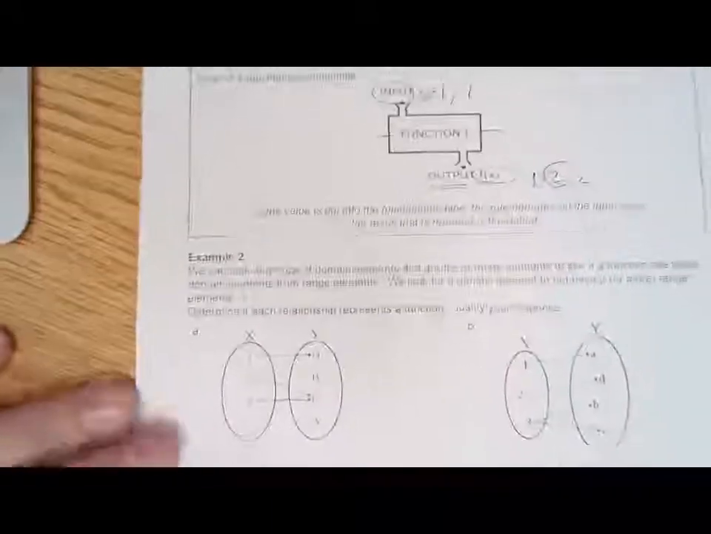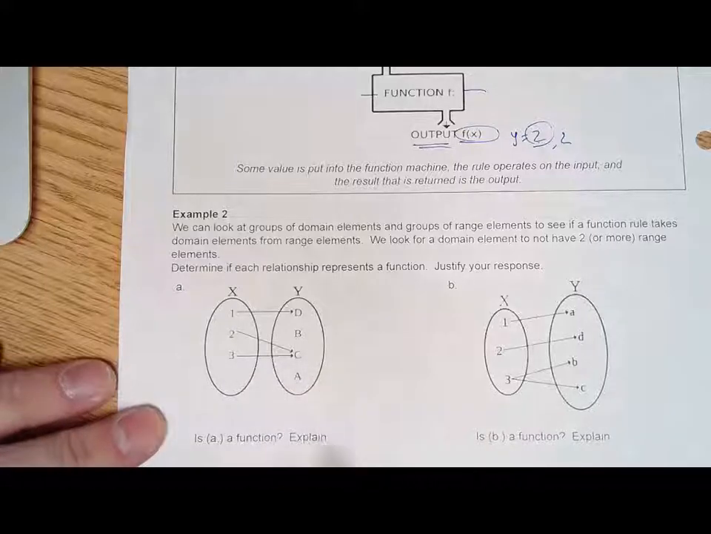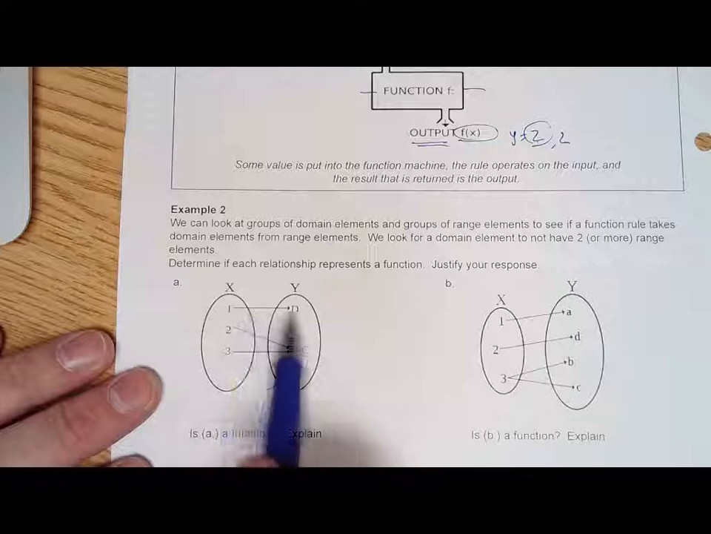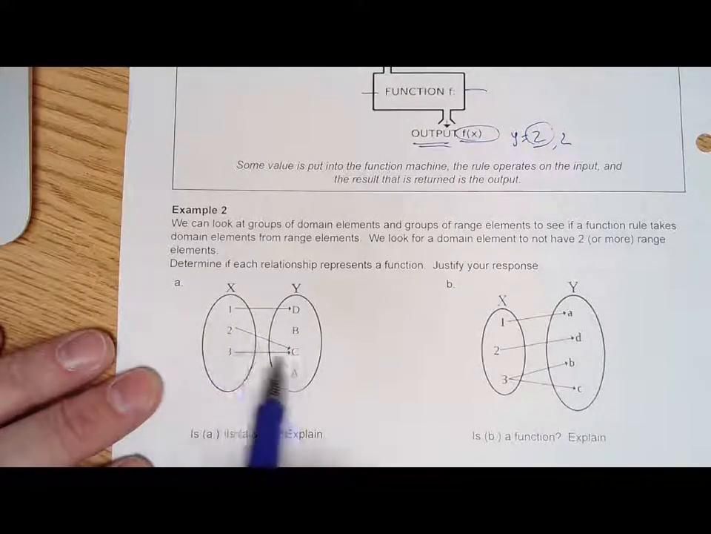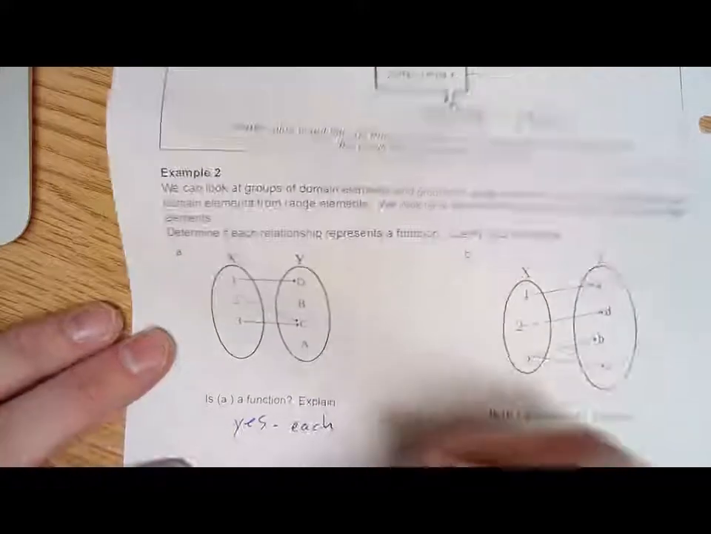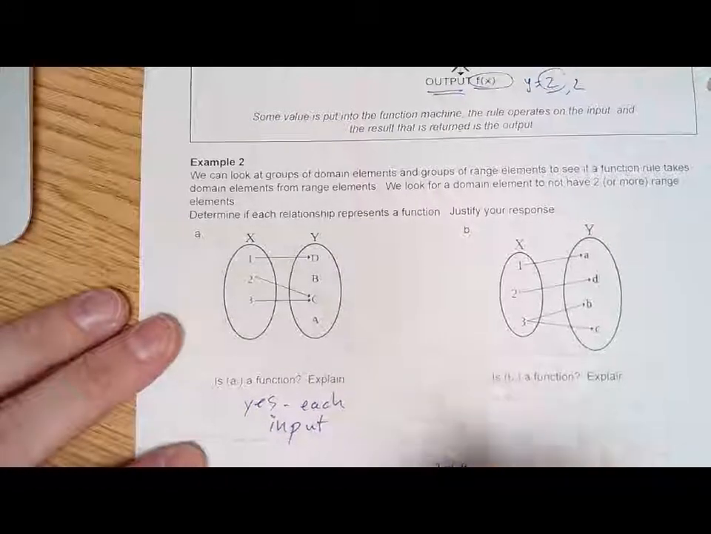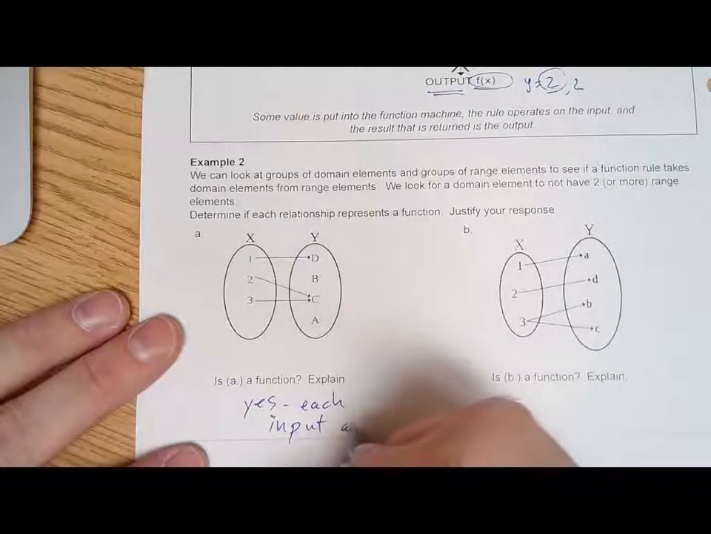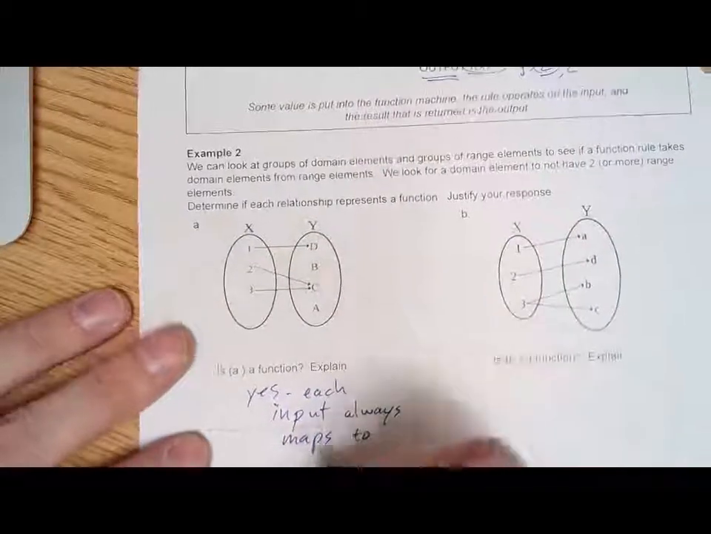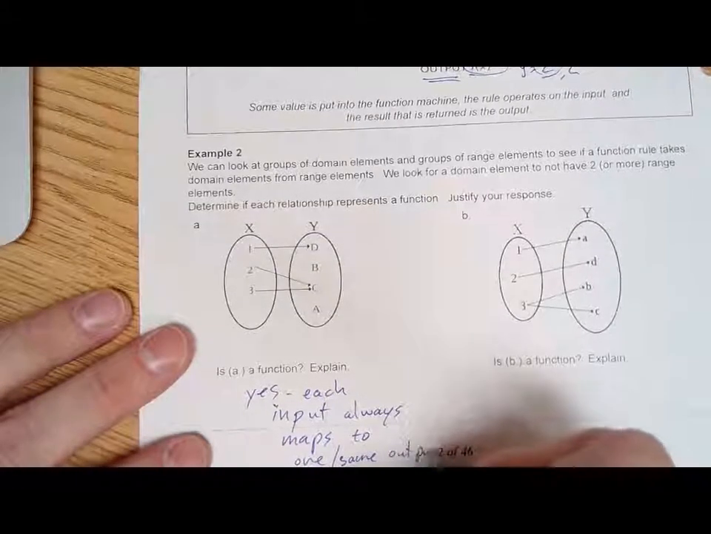In example 2, bottom of the page, we look at groups. This is one of the ways to represent a function, and I remember that you were able to answer this question, so I'll address it: 1 always is mapped to D, 2 and 3 are mapped to C. Yes, this is a function because each input, meaning 1 or 2 or 3, always maps to 1, the same output.